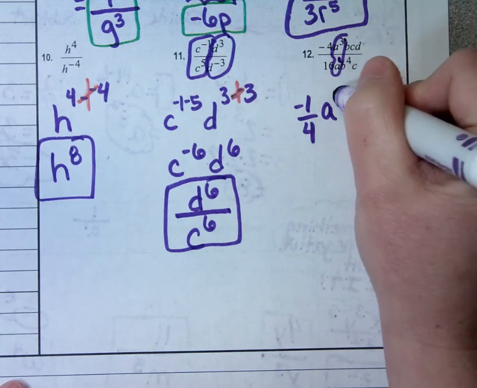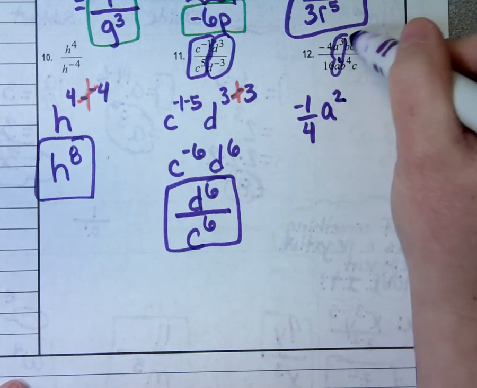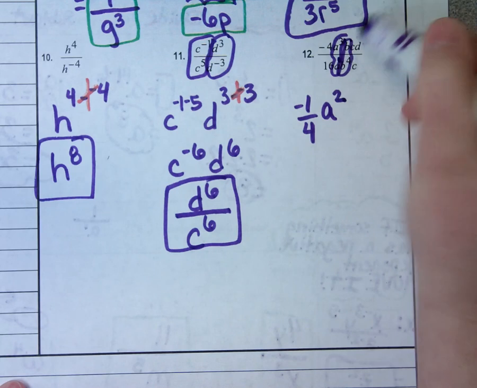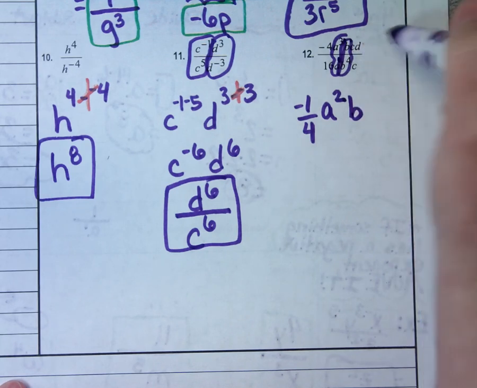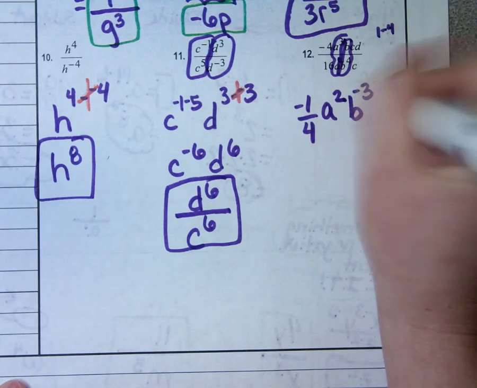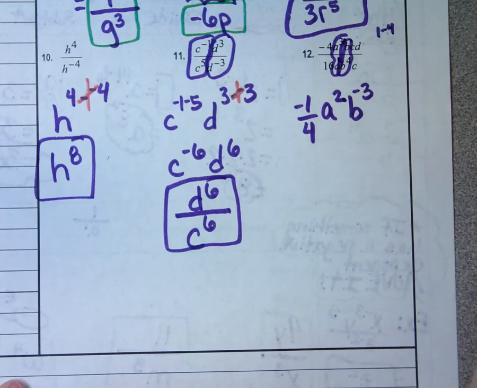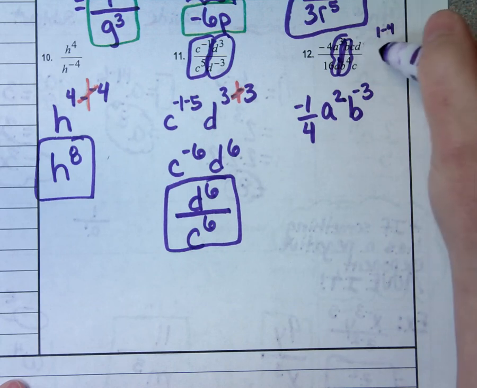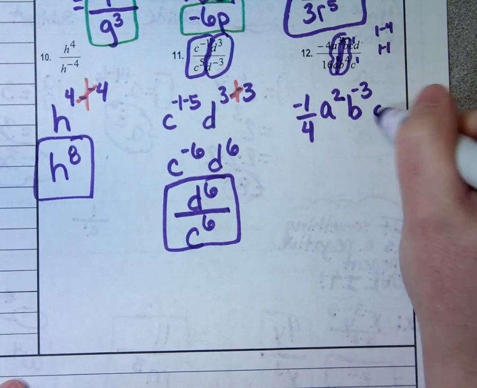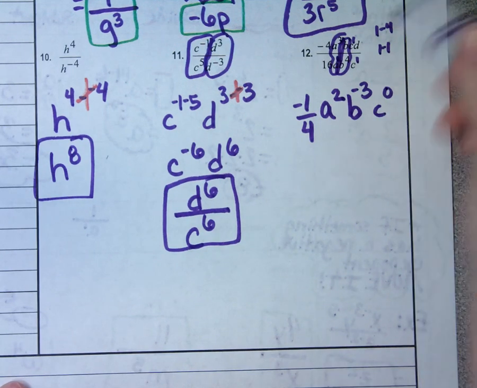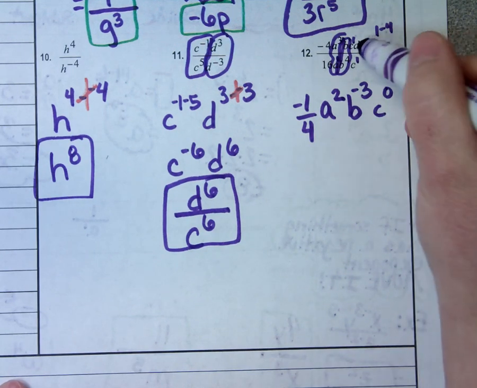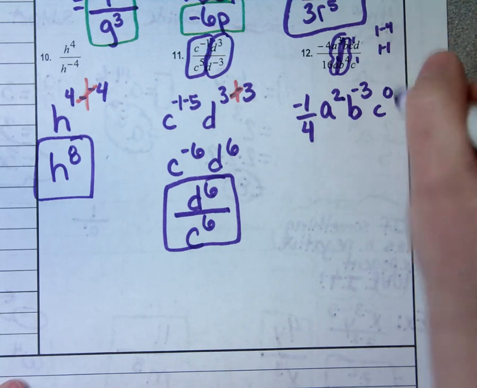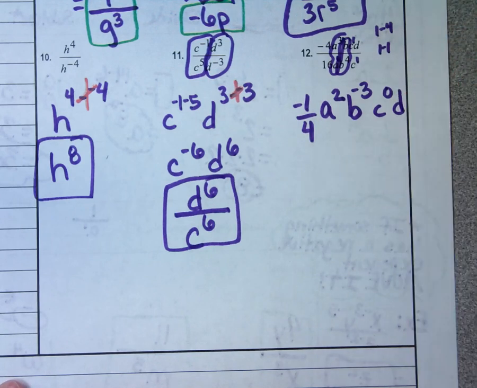3 minus 1, 2. Now I'm going to subtract the exponents on the b's, so I write that base down. And what is 1 minus 4? Negative 3. And then when I go to subtract my exponents on my c's, what is 1 minus 1? 0, so I have c to the 0. And then there's no other d to work with other than the d that's in the numerator, so it's just going to stay right there.